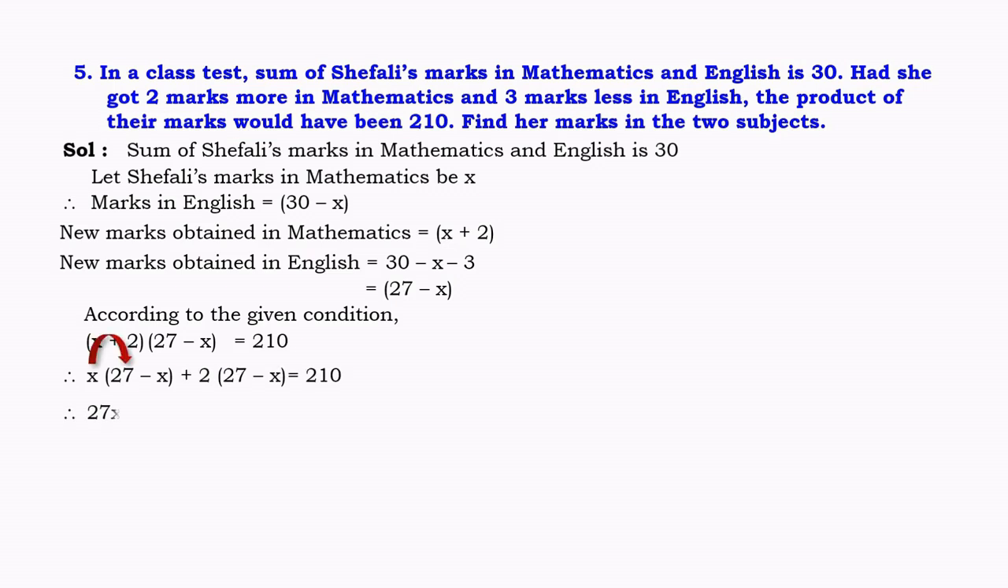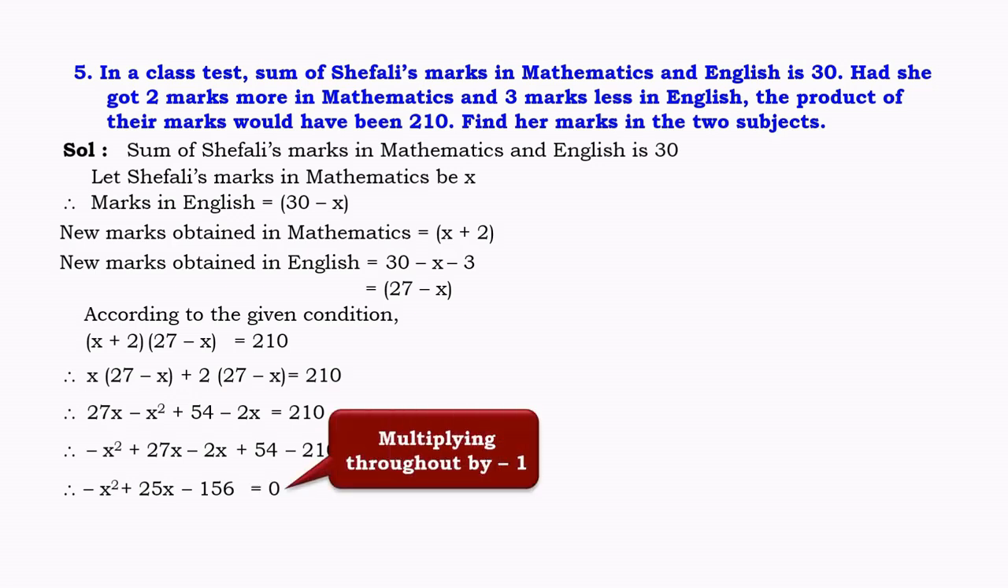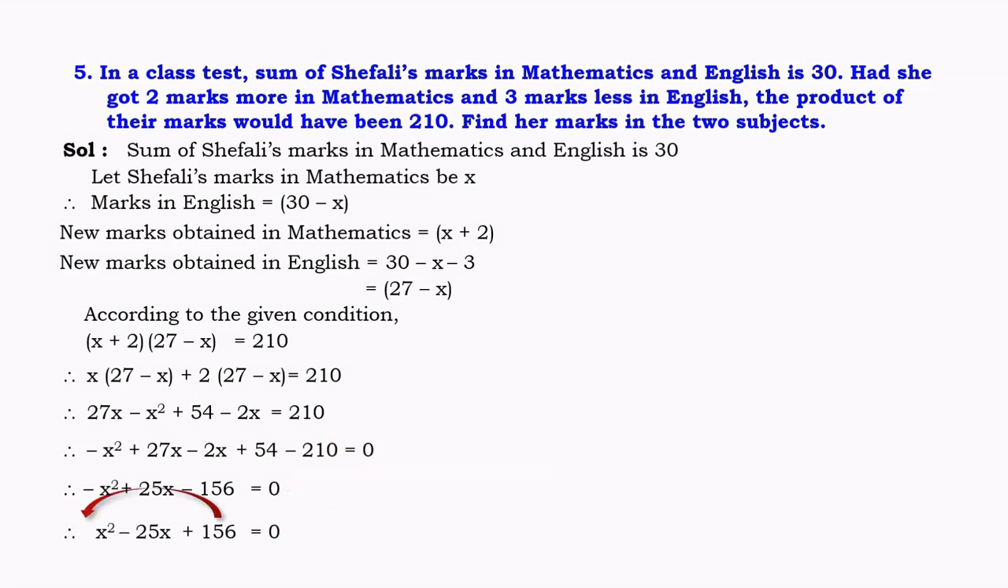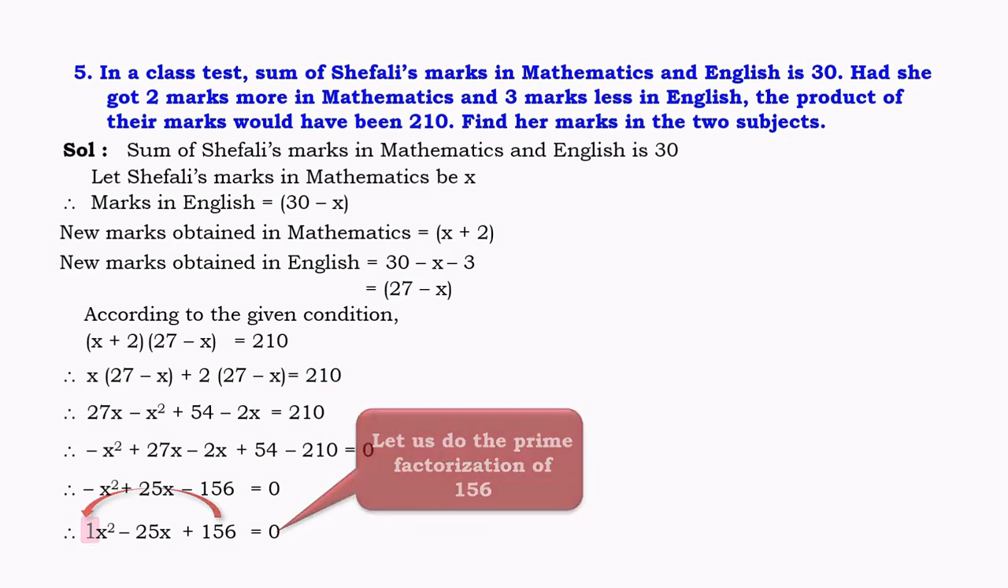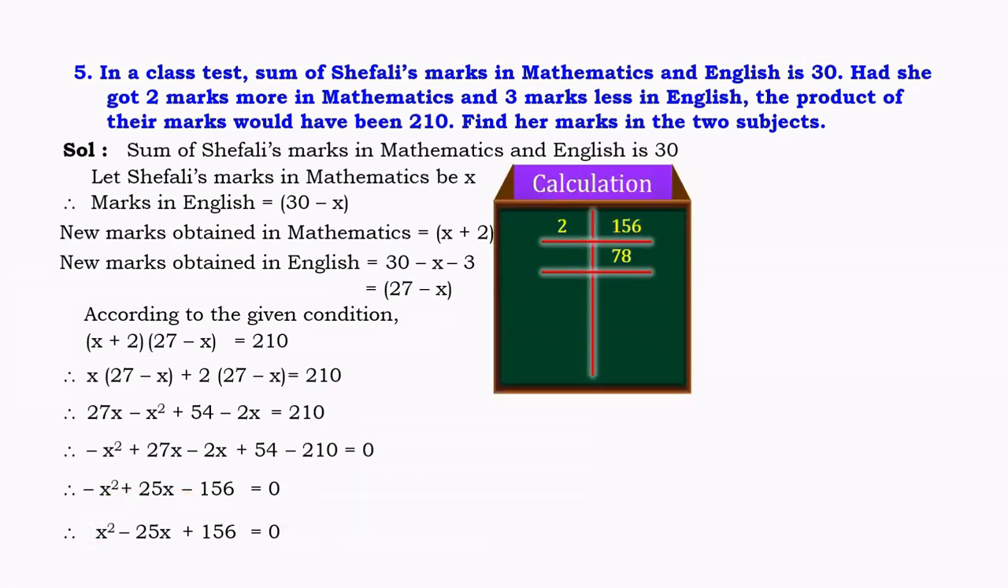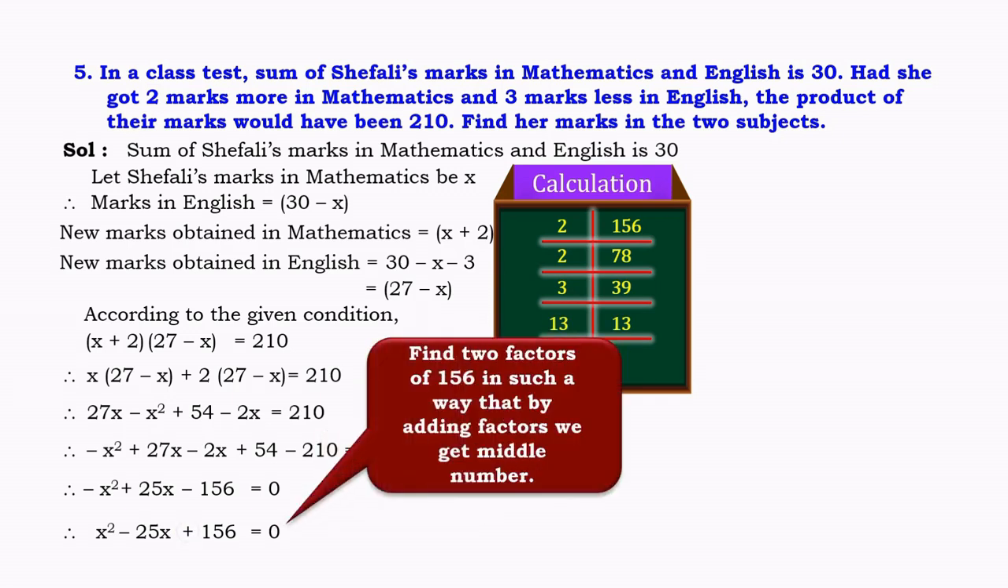Now we expand and simplify the expression to obtain a quadratic equation. After simplification, we get x squared minus 25x plus 156 equals 0. To factorize this equation, we need two factors of 156 whose sum is 25. The factors are 13 and 12 because 13 plus 12 equals 25.